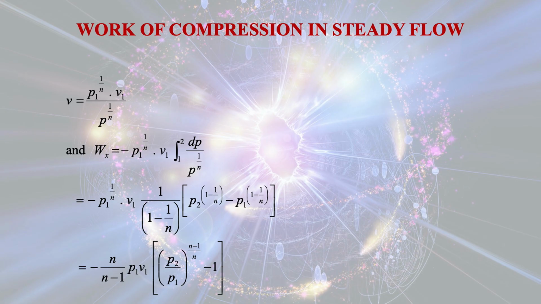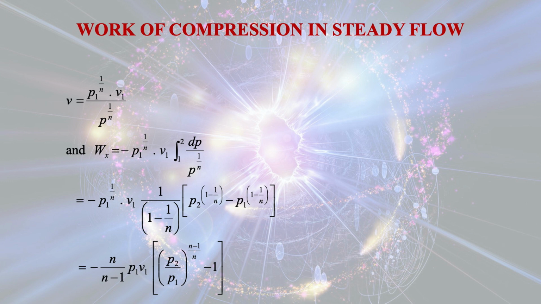The constant you can write as P1 V1 to the power n, and after doing some algebra you will get the final expression of V is equal to P1 whole to the power 1 by n multiplied by V1 divided by P to the power 1 by n. Now put this value of V in the expression for work done Wx. So Wx is equal to minus P1 to the power 1 by n multiplied by V1 integral of dP upon P to the power 1 by n.